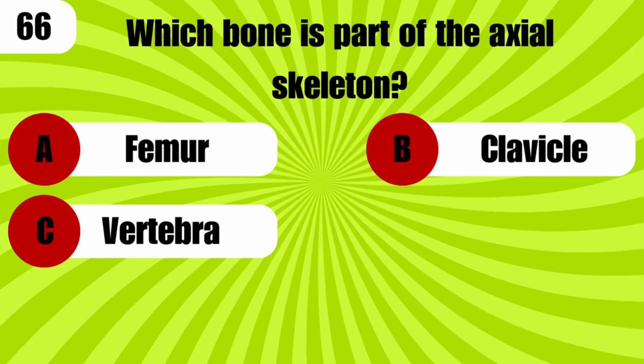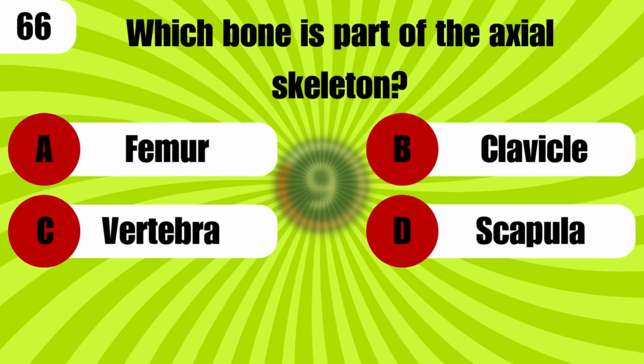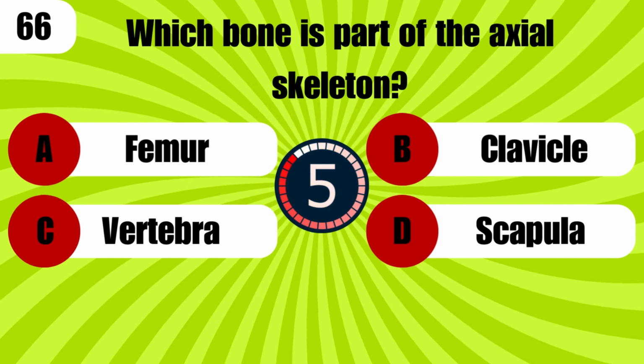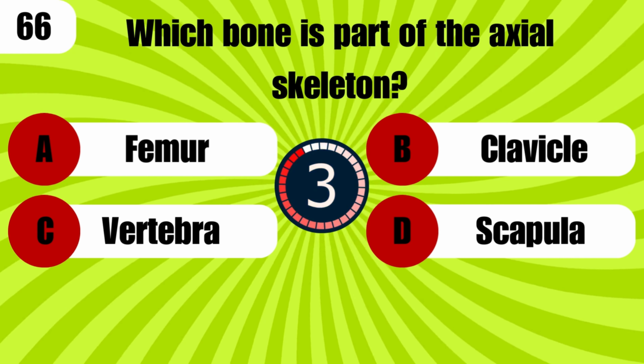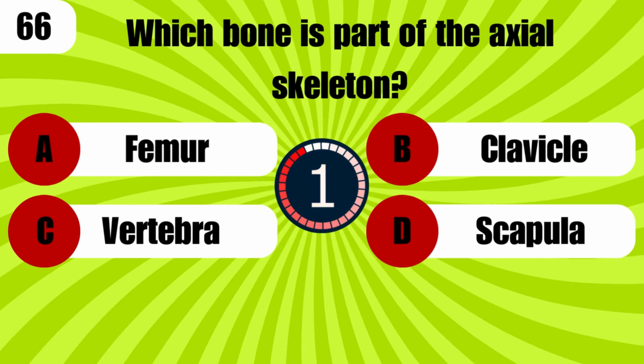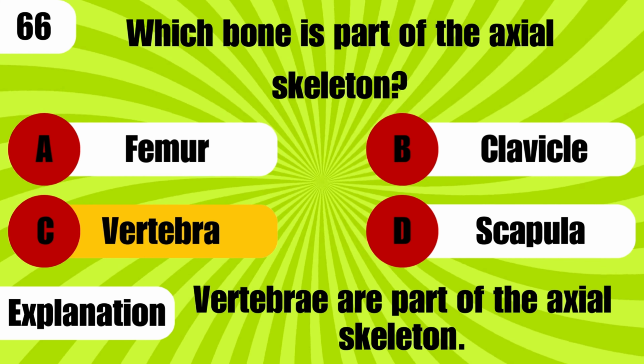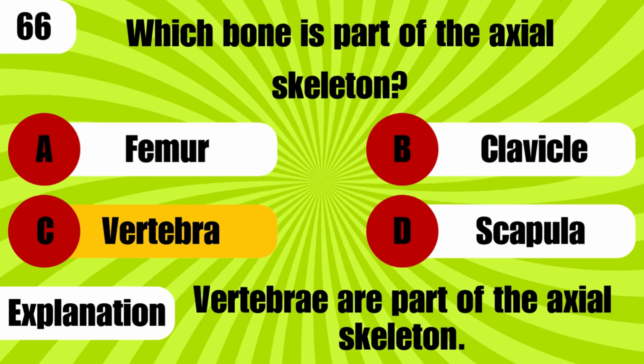Which bone is part of the axial skeleton? Option A, femur. Option B, clavicle. Option C, vertebrae. Option D, scapula. The right answer is vertebrae. Vertebrae are part of the axial skeleton.